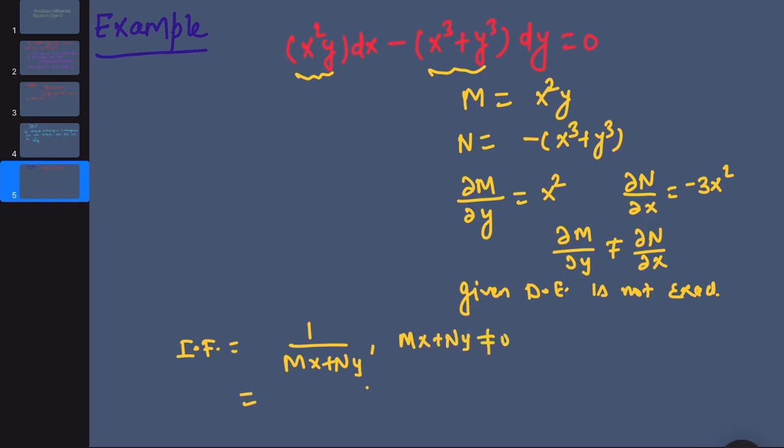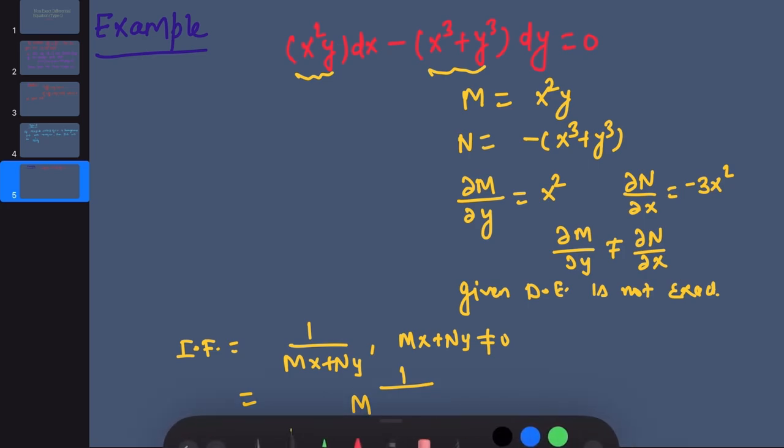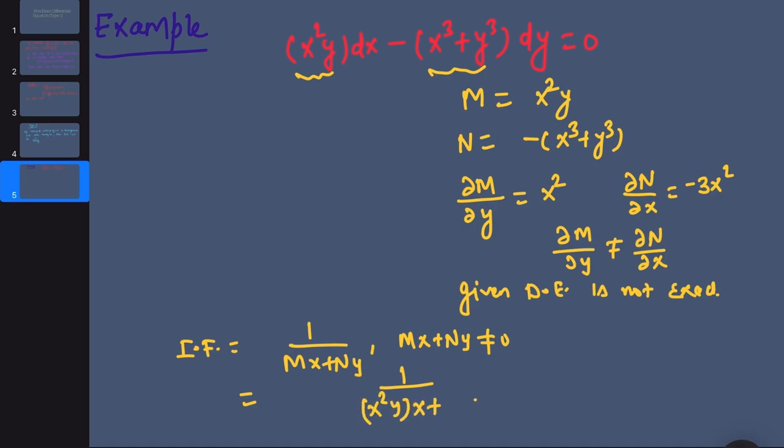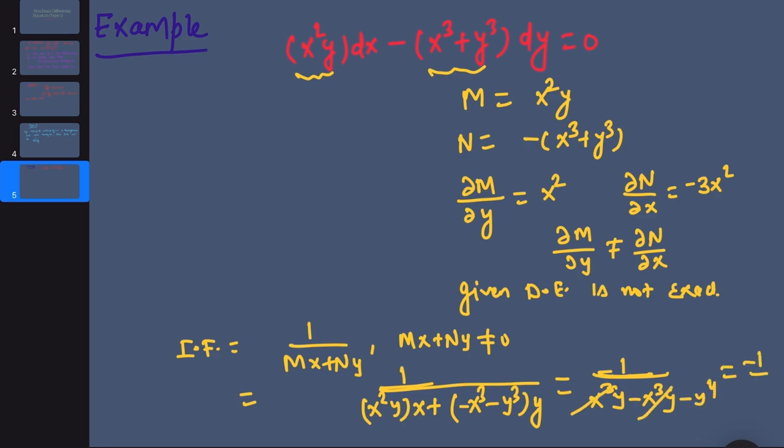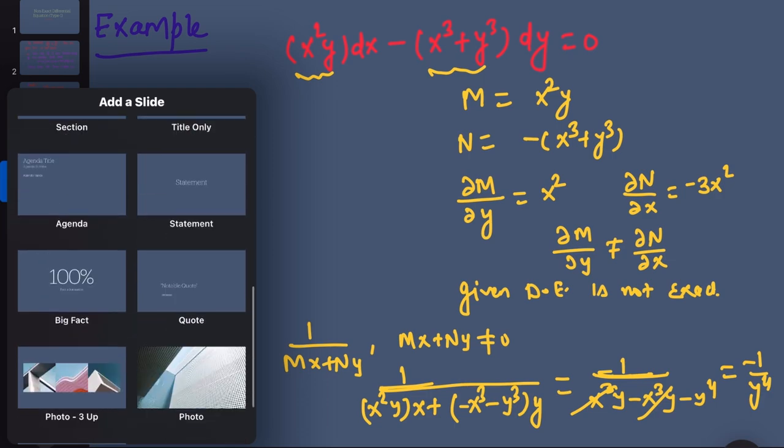So it will become 1 upon Mx plus Ny. M is x squared y multiplied by x, plus N, which is minus x cubed minus y cubed, multiplied by y. So it will become 1 upon x cubed y minus x cubed y minus y to the power 4. So that will be cancelled, and our integrating factor will be minus 1 divided by y to the power 4.